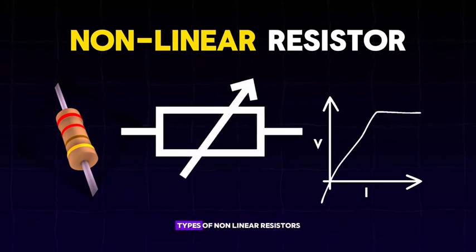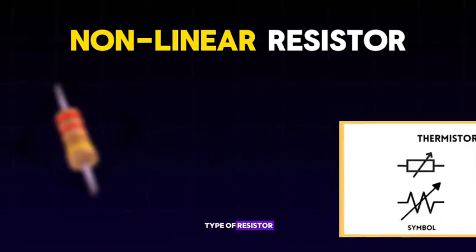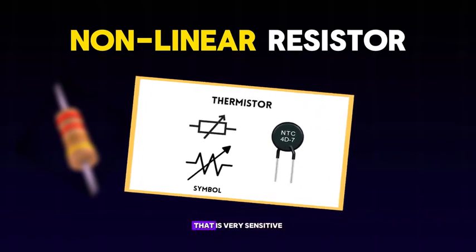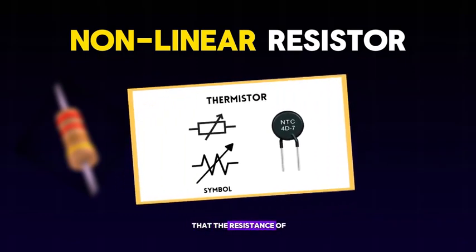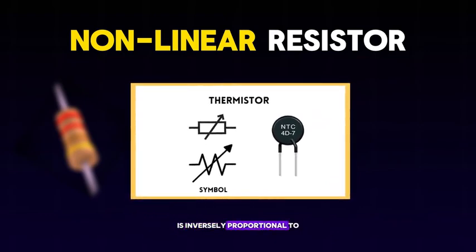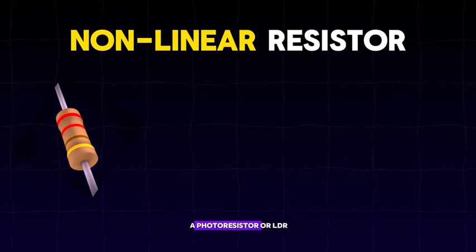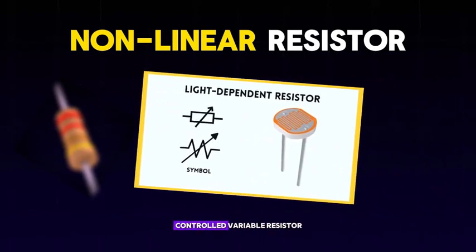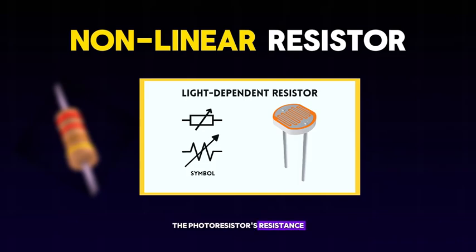There are also several types of nonlinear resistors, but let's take a quick look at only 2 of the nonlinear types of resistors. 1. Thermistors are a type of resistor that notices the change in temperature. In other words, it is a 2-terminal device that is very sensitive to temperature. So we can say that the resistance of a thermistor is inversely proportional to the temperature. The other type is a photoresistor, or LDR, known as a light-dependent resistor. LDR is a light-controlled variable resistor. The photoresistor's resistance decreases with an increase in incident light intensity. So we can say that the resistance of an LDR is inversely proportional to the light.